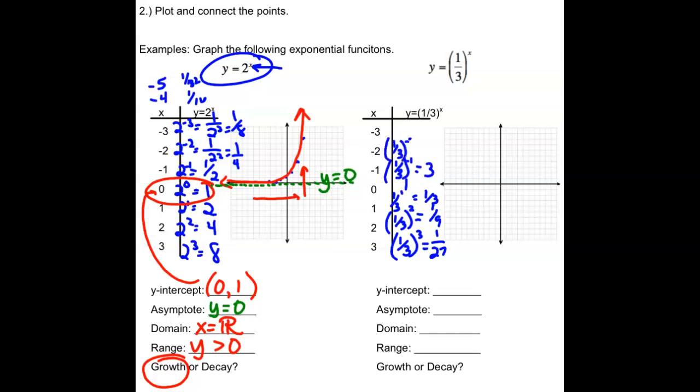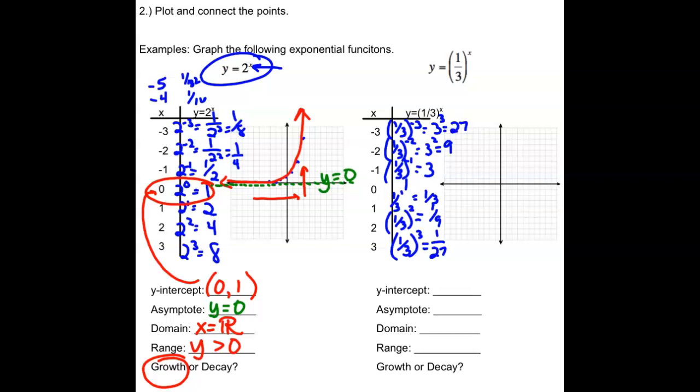1/3 to a -2 is going to flip and get squared and become a 9. And then 1/3 to a -3 power is going to flip over and become a 3, get cubed, and be a 27. Okay? So let's look at plotting some of these points.